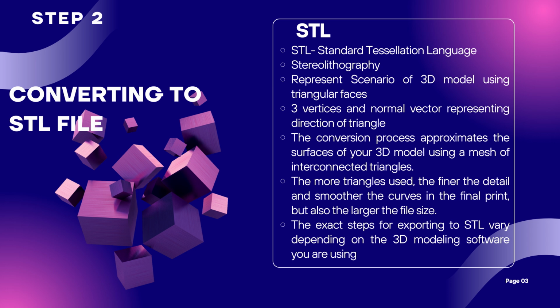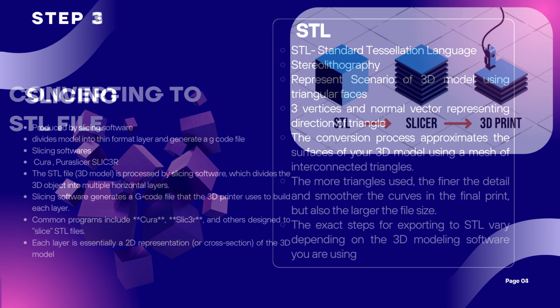STL is also known as Standard Tessellation Language or stereolithography, which is used for representing the surface geometry of a 3D object. The STL file format represents the surface of a 3D model using triangular faces, where each triangle is represented by vertices and a normal vector, which indicates the outward facing direction of the triangle.